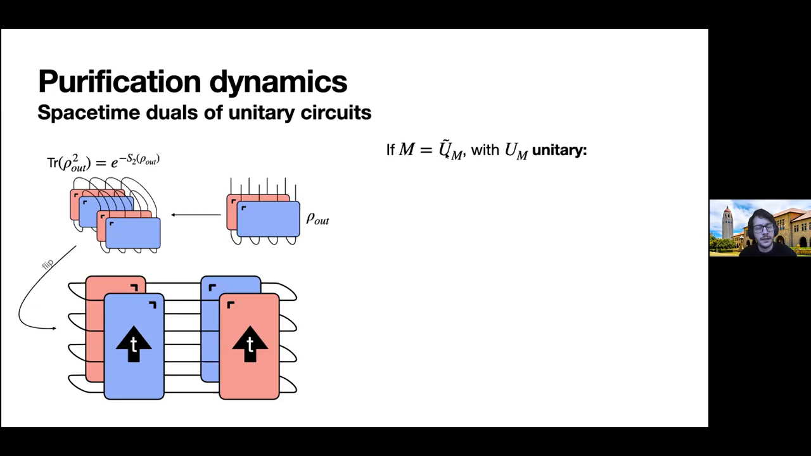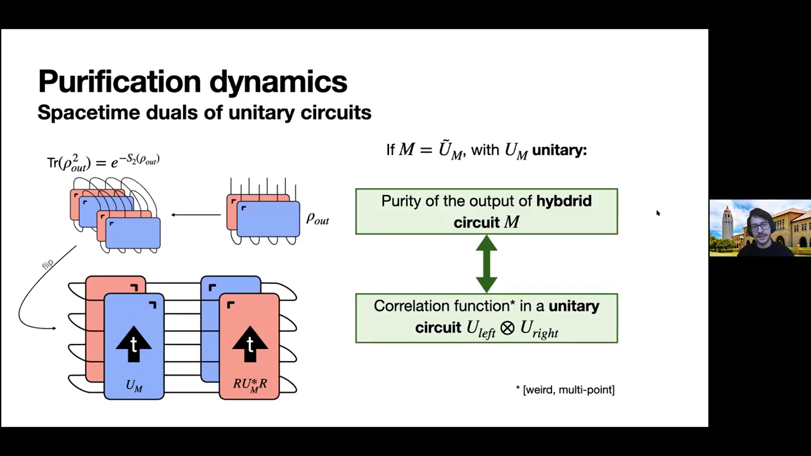In that case, there is a physical arrow of time that comes into play that goes, let's say, bottom to top here. And that means that this whole diagram that I've drawn consists of unitary evolution on the left, unitary evolution on the right, and something strange happening in the middle that I will characterize in a moment. But the message is that this one diagram gives you these two things, which therefore have to be equal. One of them is the purity of the output of this hybrid circuit. And the other is this particular correlation function on an associated unitary circuit that has this spatially bipartite structure.